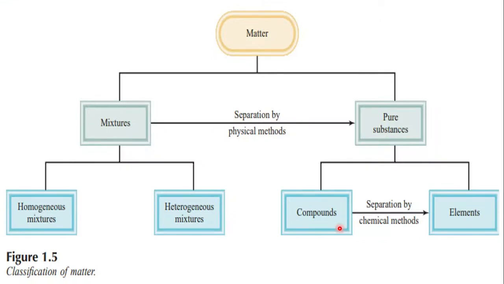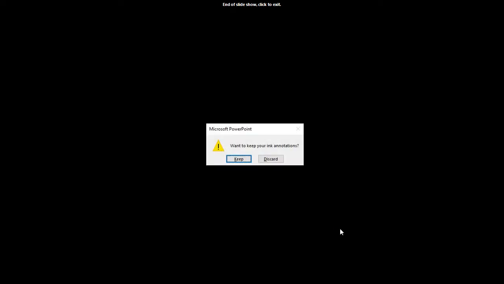So here we have the organization of matter. Matter is either a mixture or a pure substance. A mixture can be homogeneous or a heterogeneous mixture. Pure substances can be a compound or an element. So that's it about chemistry.